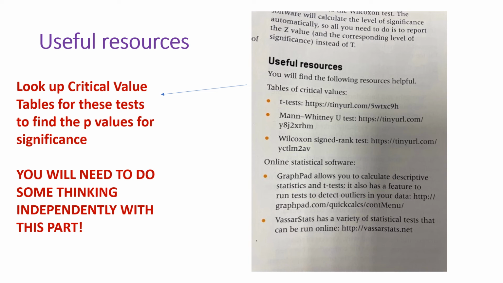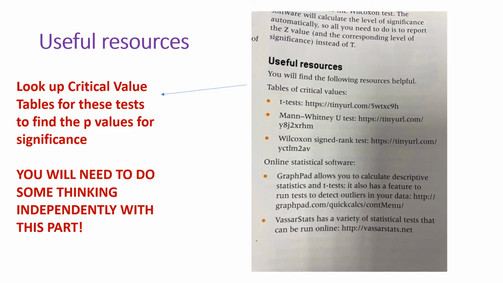Okay. Useful resources are going to be looking up the critical value tables and so forth. You can look at those. There's some at the end of your chapter on the IA in the textbook. You can look up the critical value tables for the t-test, the Mann-Whitney U test, and the Wilcoxon in order to find those p-scores and so forth.